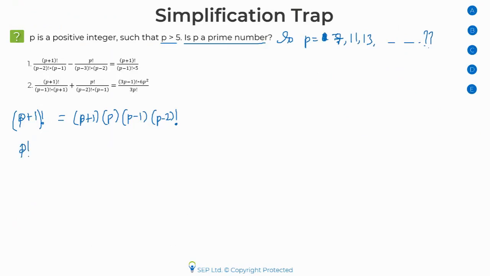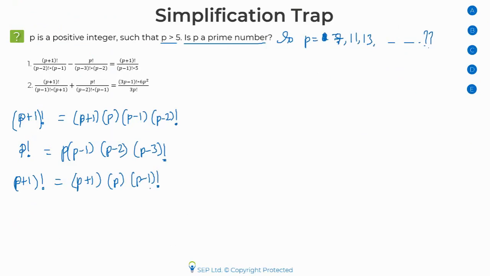Similarly, p factorial is equal to p into p minus 1 into p minus 2 into p minus 3 factorial. On the right hand side, I have p plus 1 factorial equal to p plus 1 into p minus 1 factorial. Okay, so let us substitute these values into the expression. So what do we have? We have p plus 1 times p minus 1 times p minus 2 factorial upon p minus 2 factorial times p minus 1.